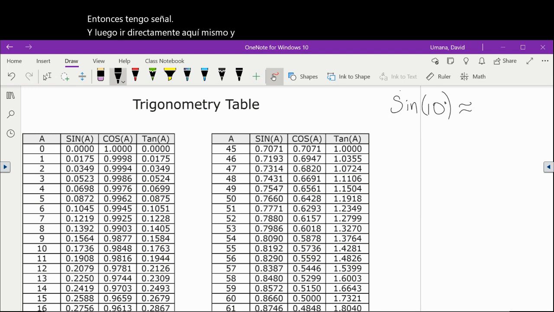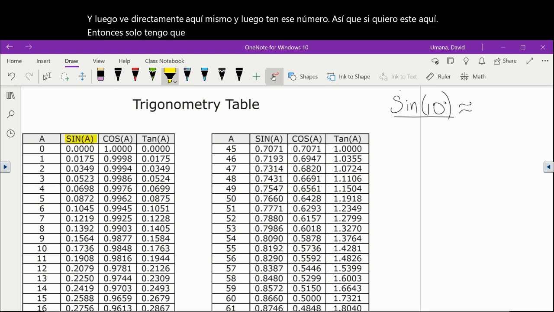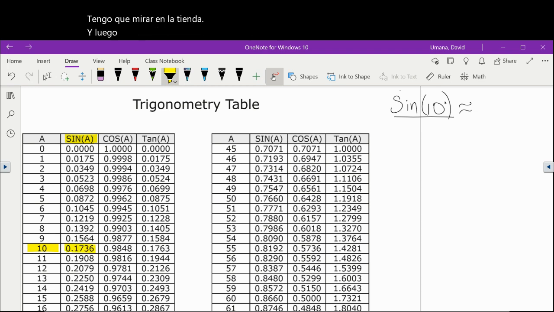So if I want this one here, then I just have to look on the sine, look on the 10, and together, that gives me my number. So easily, that now becomes 0.1736.